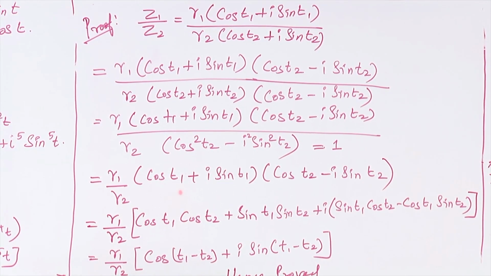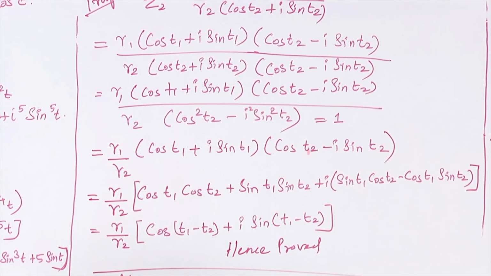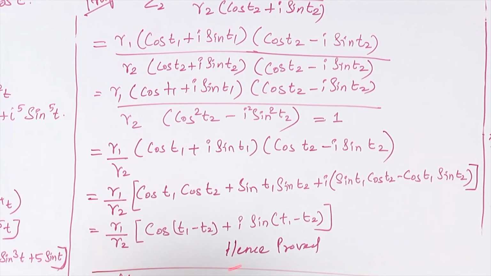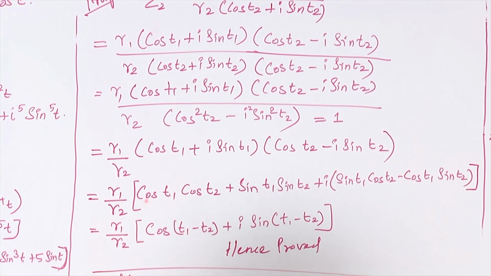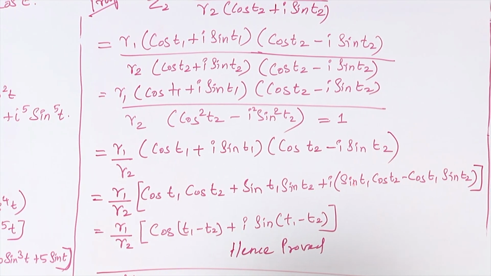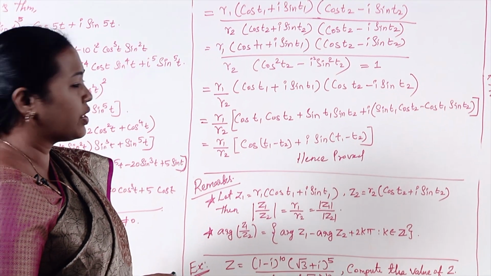And now I am going to just multiply all the terms together. So, cos T1 into cos T2, cos T1 into minus I sin T2, and then plus I sin T1 into cos T2, and then I sin T1 into minus I sin T2. After multiplication, I am grouping all the real terms together and all the imaginary terms together. So, I can see cos T1 cos T2 plus sin T1 sin T2 are the real terms, and the imaginary terms are sin T1 cos T2 minus cos T1 sin T2, as you can see here.